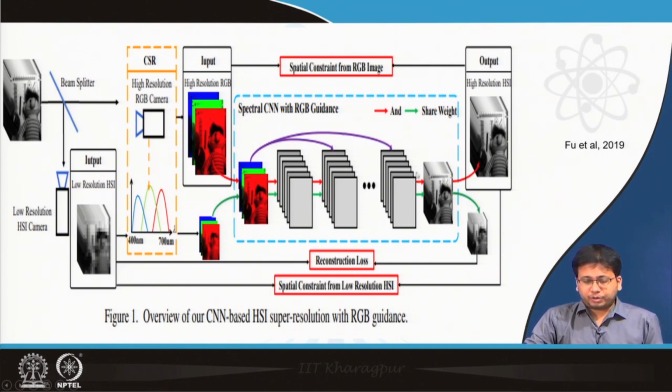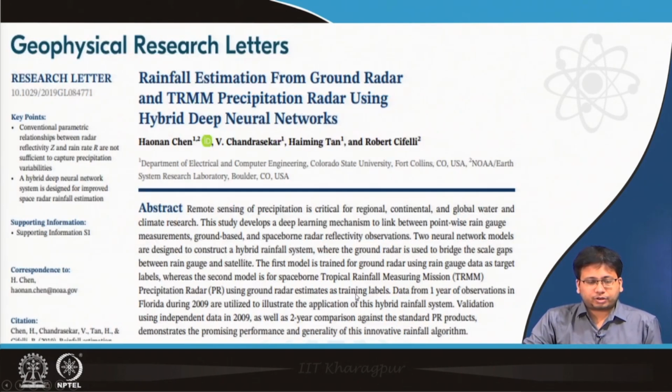And so the output is once again, we can say, an upscaled version of the input. So this is at low resolution, this will be at high resolution, but this will have to be compared with the RGB for spatial constraints, and it will also have to be compared with the original low resolution HSI image for the spatial constraints. So basically once again these are the reconstruction losses that we earlier talked about.